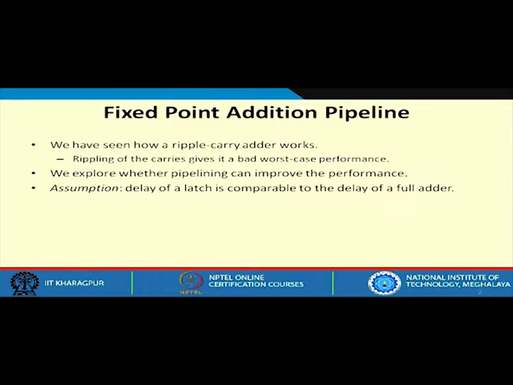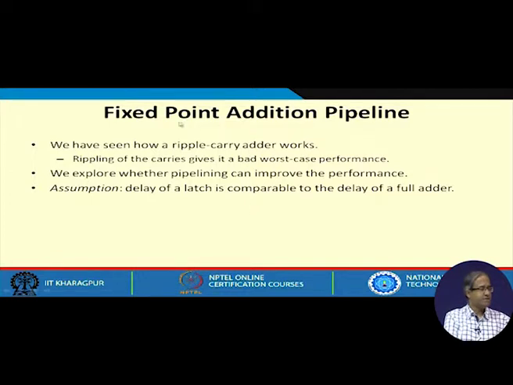Okay. So, let us see. We start with a very simple example. Well, we have already studied fixed point addition. We have seen how a ripple carry adder works. So, in a ripple carry adder, we use a cascade of full adders. Every full adder is carrying out the addition of a pair of bits. It generates a sum, it also generates a carry, and the carry goes to the input to the next stage. So, this carry ripples like this, that is why the name is a ripple carry adder, right.